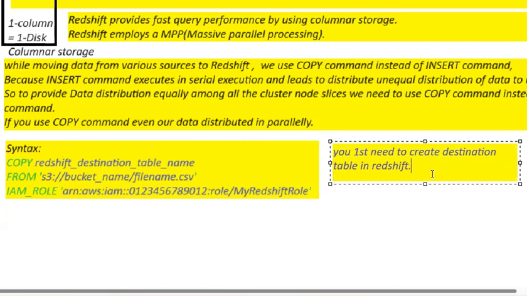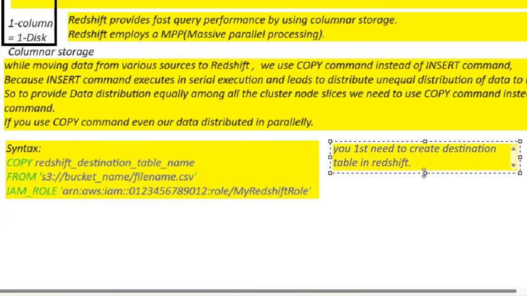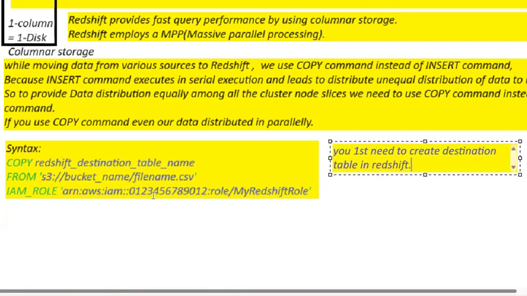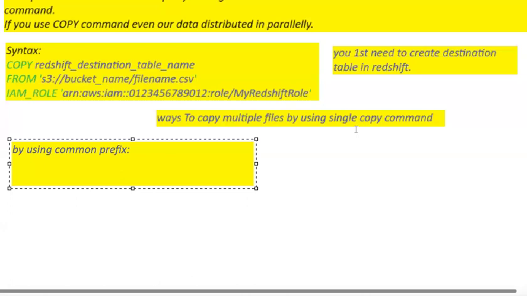By using a single copy command, you can copy multiple files which are present in various sources as well. For this, we have two methods. These are the ways to copy multiple files by using a single copy command. Let's see. The first way is by using a common prefix. In this, the same syntax will be followed.